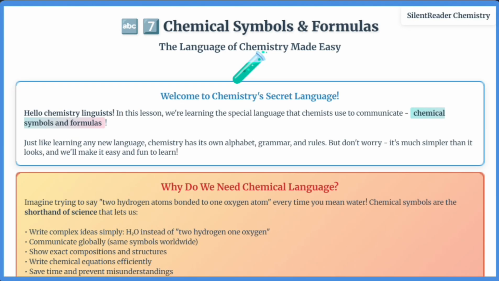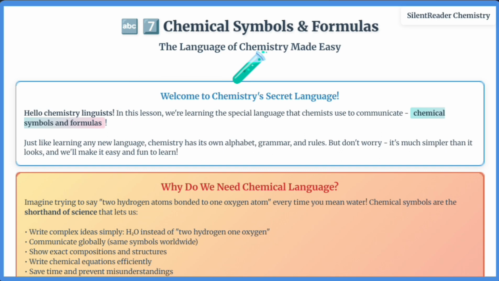Welcome to Lesson 7 of our Chemistry from Zero to Hero series. Today we're learning the special language that chemists use to communicate: chemical symbols and formulas. Just like learning any new language, chemistry has its own alphabet, grammar, and rules.